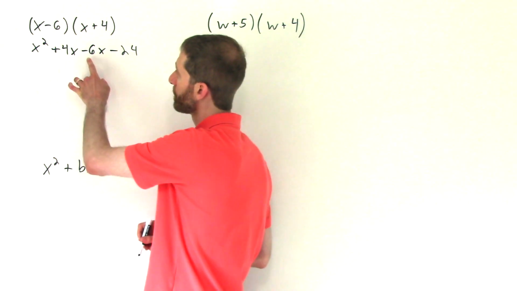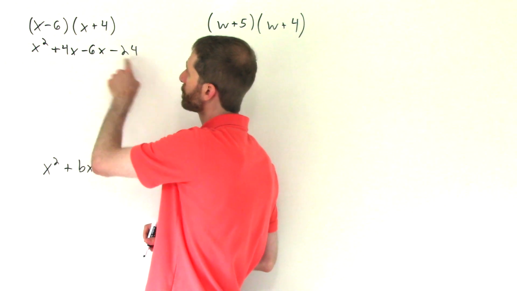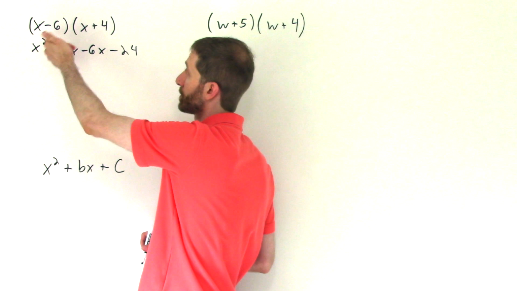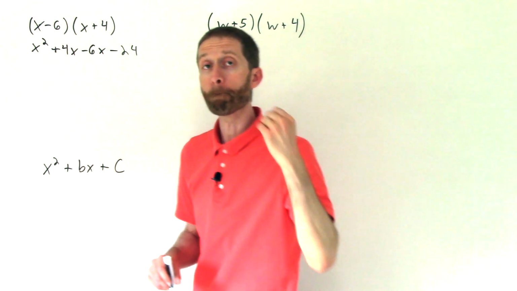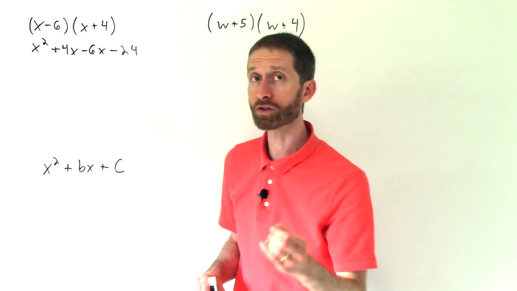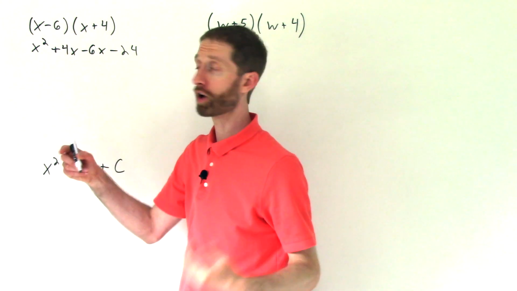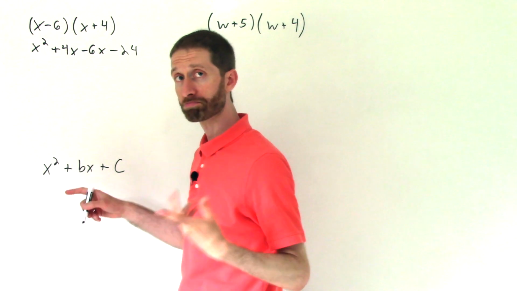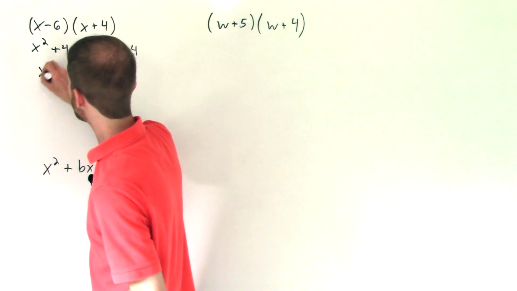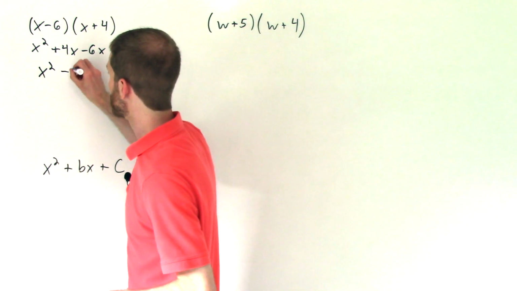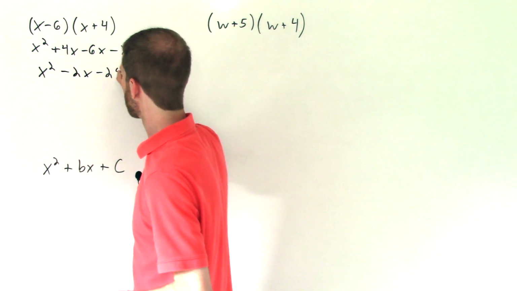We have that the factors of 24 are here and here, right? 6 times 4, specifically negative 6 times 4, multiply to negative 24. They are the factors of 24, and they will add, because they're like terms, to get you that middle term. Okay. So again, x squared plus 4x plus a negative 6x is minus 2x minus 24.